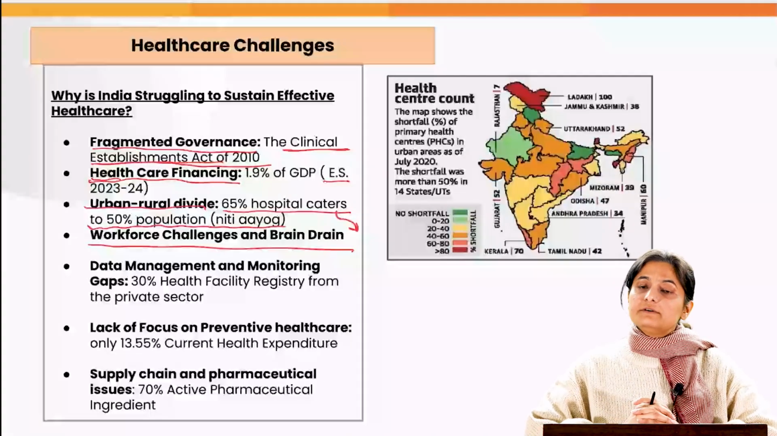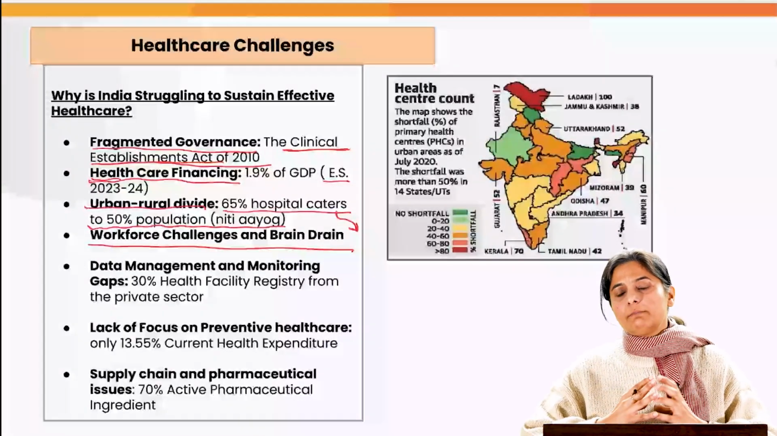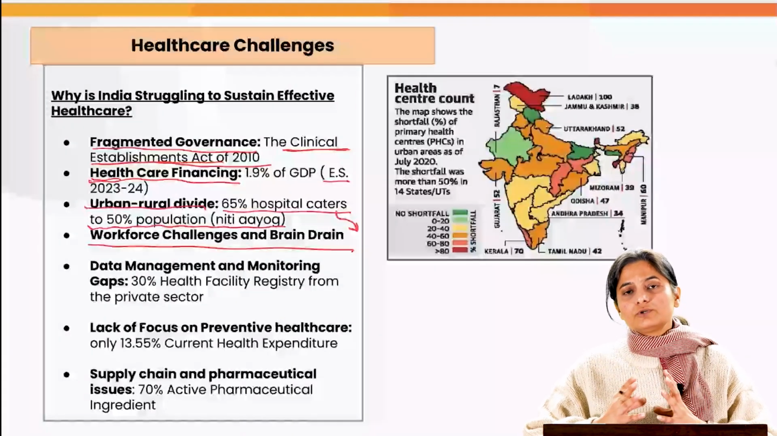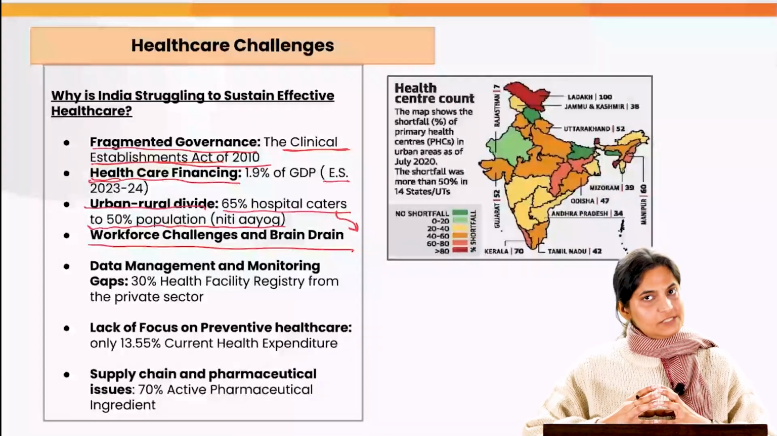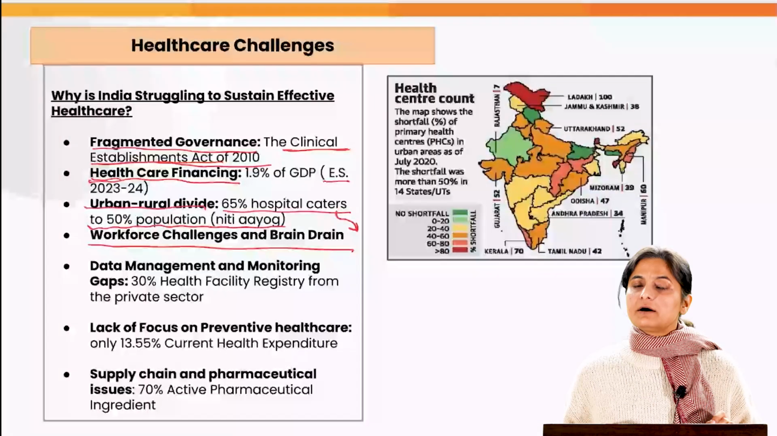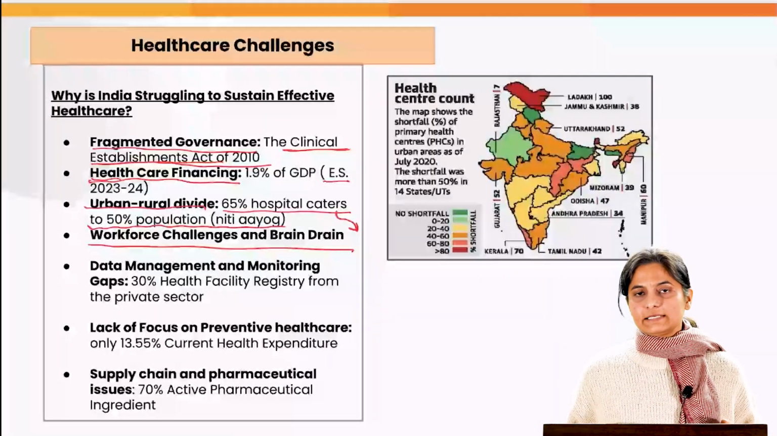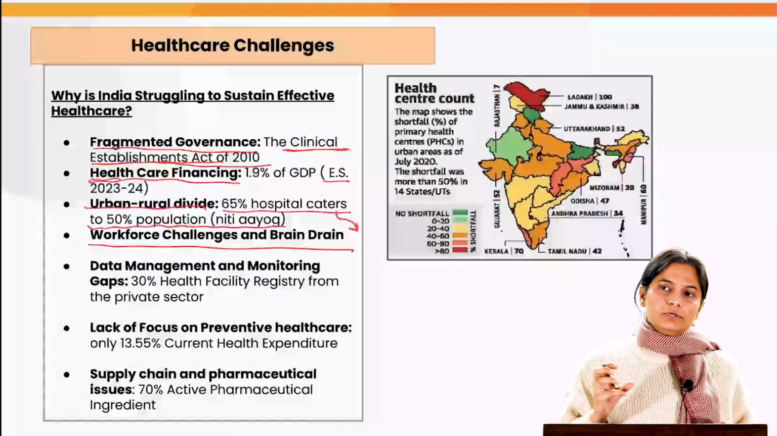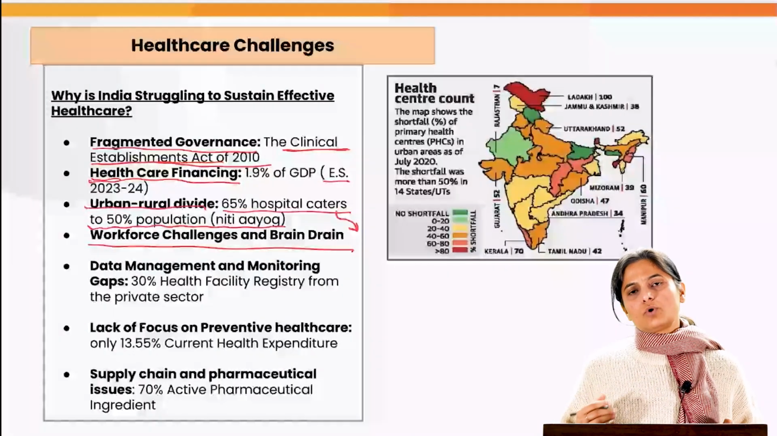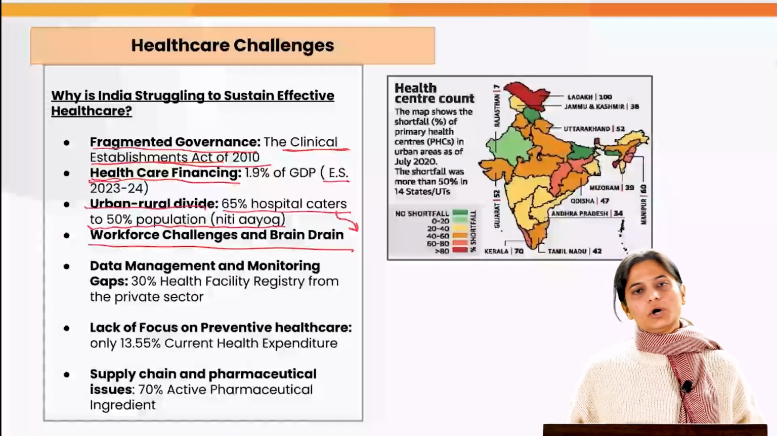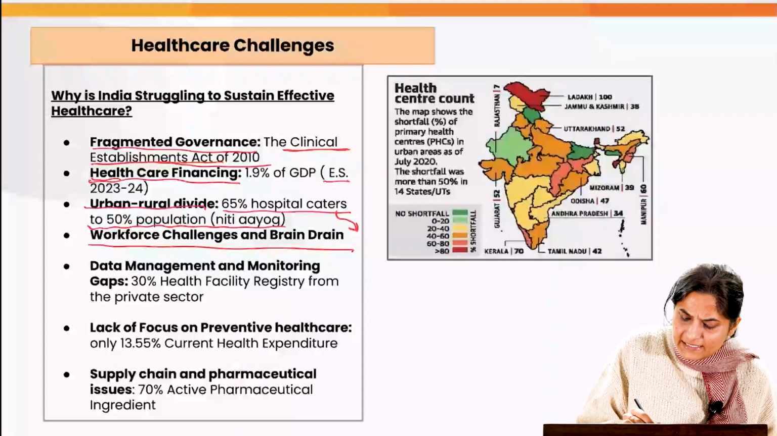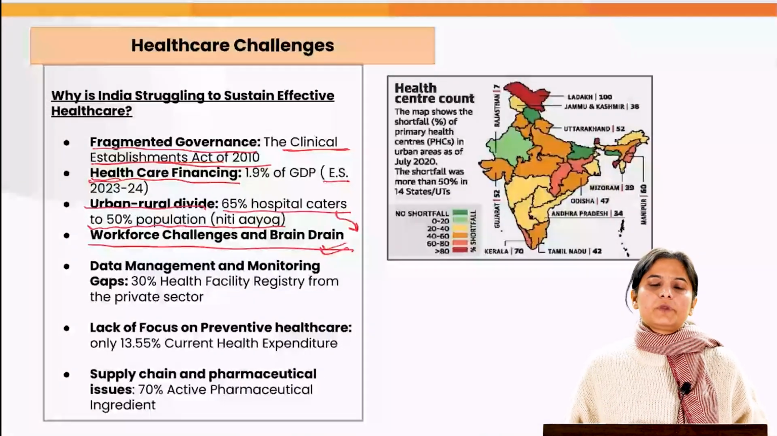We have enough manpower that we are getting annually, but the postings that they are being given are not attractive, despite multiple incentives that the government of India or the governments of various states have employed. The workforce is still not attracted enough to go into these regions, especially rural and remote areas. And in many cases, it also leads to brain drain.